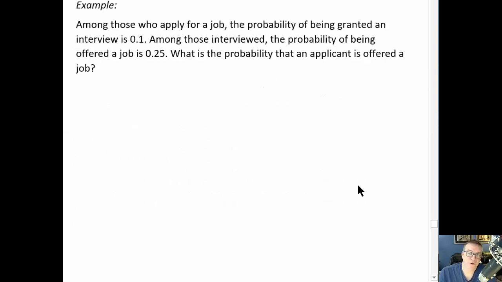So for example, among those who apply for a job, the probability of being granted an interview is 0.1. And among those interviewed, the probability of being offered a job is 0.25. So we want to know, what is the probability that an applicant is offered a job?